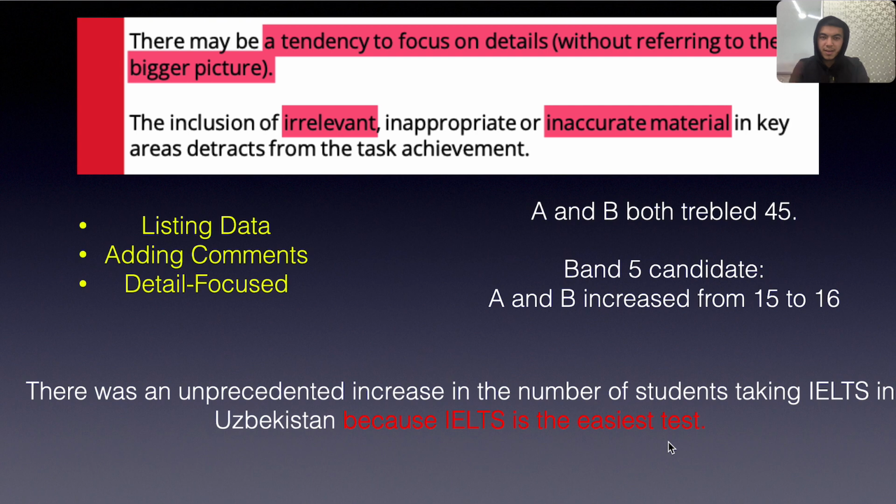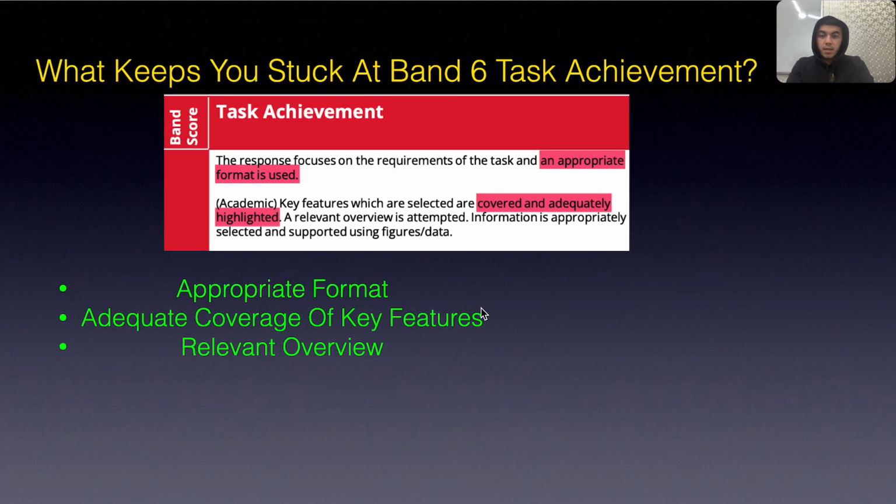But you should never include irrelevant details, or your score, at least for task achievement, will plummet. And task achievement is the main problem for candidates. It's usually because of task achievement that many students are getting low scores. So make sure you stick to the task. Next slide.